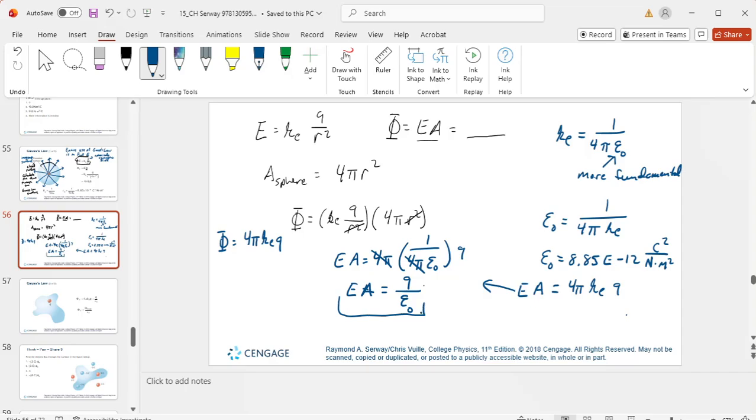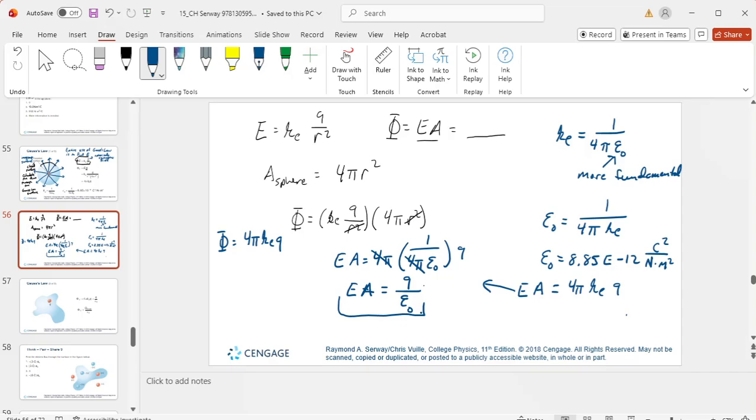So if you have flux and you have some sort of charge enclosed by a Gaussian surface, an imaginary surface, you can evaluate what that field is if you can measure the field and then add it up across the entire enclosed area.